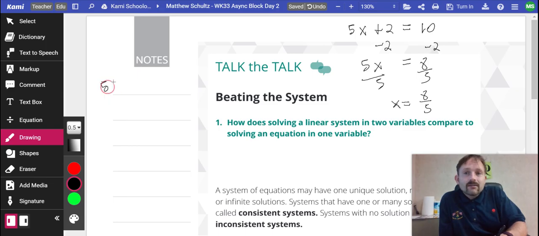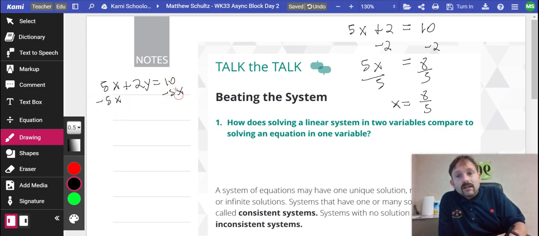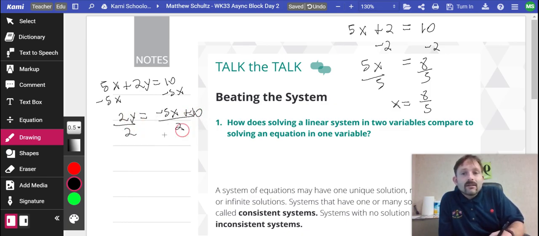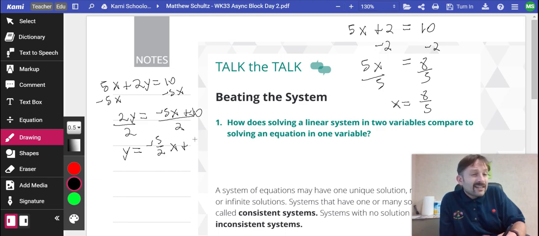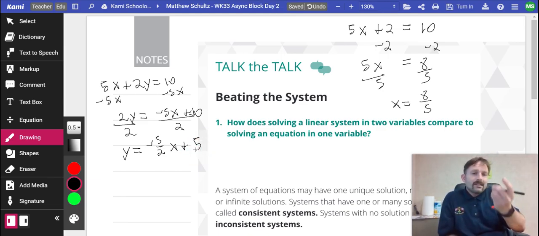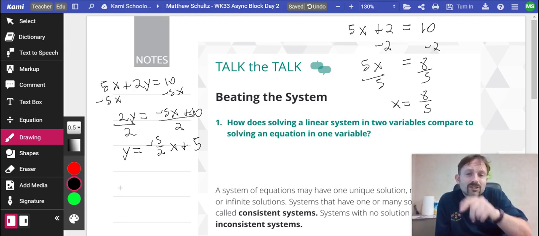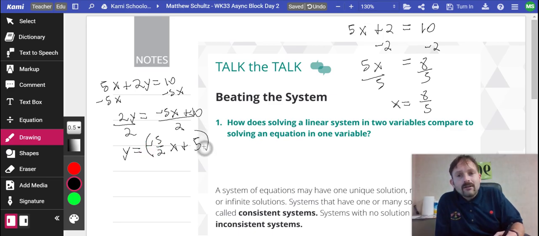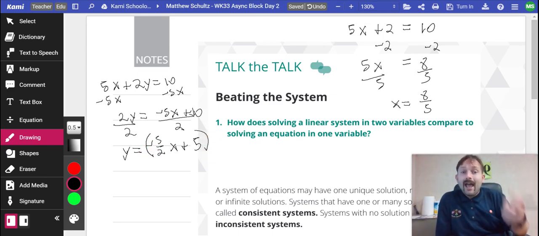If we had something like 5x plus 2y is equal to 10, this is standard form. Most of the time, we're going to want to isolate for y, so we're going to convert it into slope-intercept form. If we do that, we get 2y is equal to negative 5x plus 10. Then we divide by 2 on both sides. We get y is equal to negative 5 halves x plus 10 divided by 2 is 5. Now, if we had another formula, we'd be able to substitute our value for y into the other equation and then solve for x.